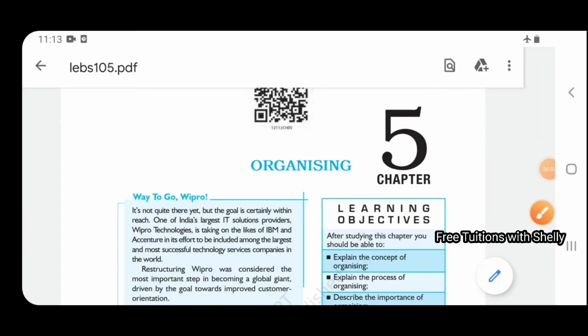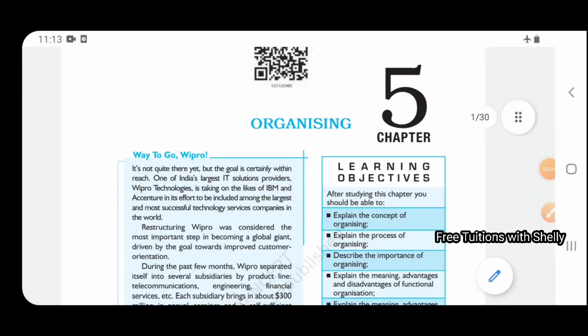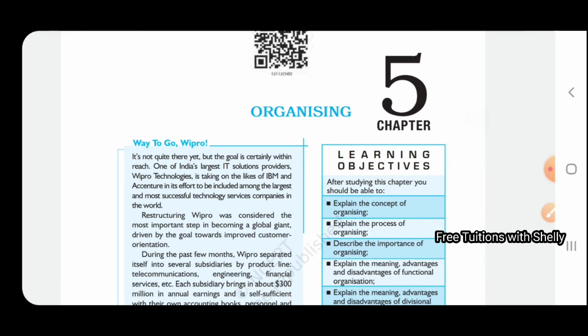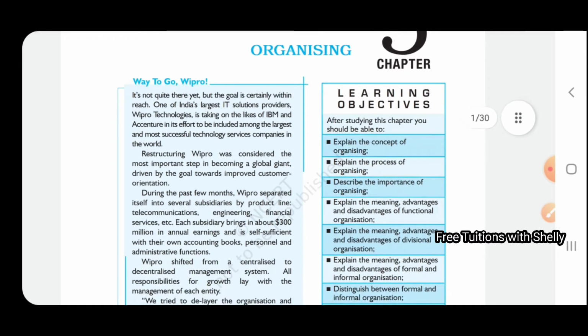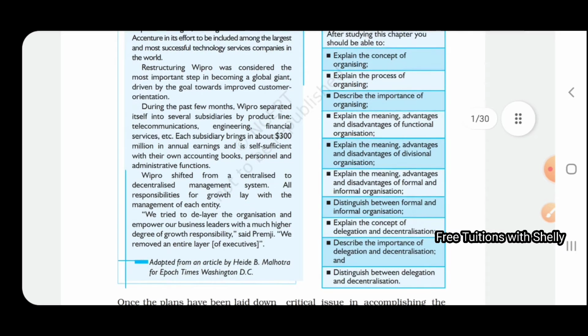In the fifth chapter, we are going to learn about organizing. Here we will be learning the concept of organizing, the process of organizing, its importance, meaning, advantages, disadvantages, the divisional organization, functional organization, formal and informal organization, then about delegation and decentralization, then the importance of delegation and decentralization, and the difference between delegation and decentralization.